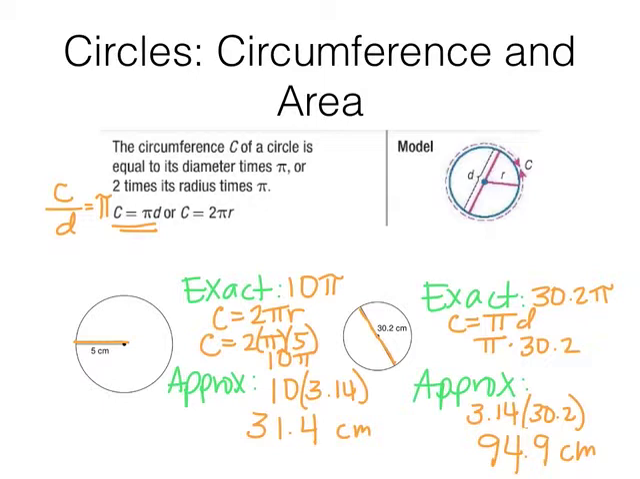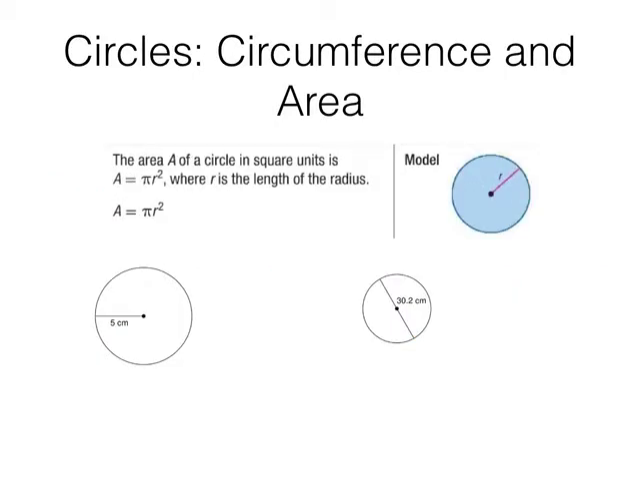All right, last we have the area of a circle. The area of a circle in square units is found by using the formula area equals pi r squared, where r is the length of the radius. I've heard the joke many, many times, look, pi r squared. No, no, teacher, pi r round.